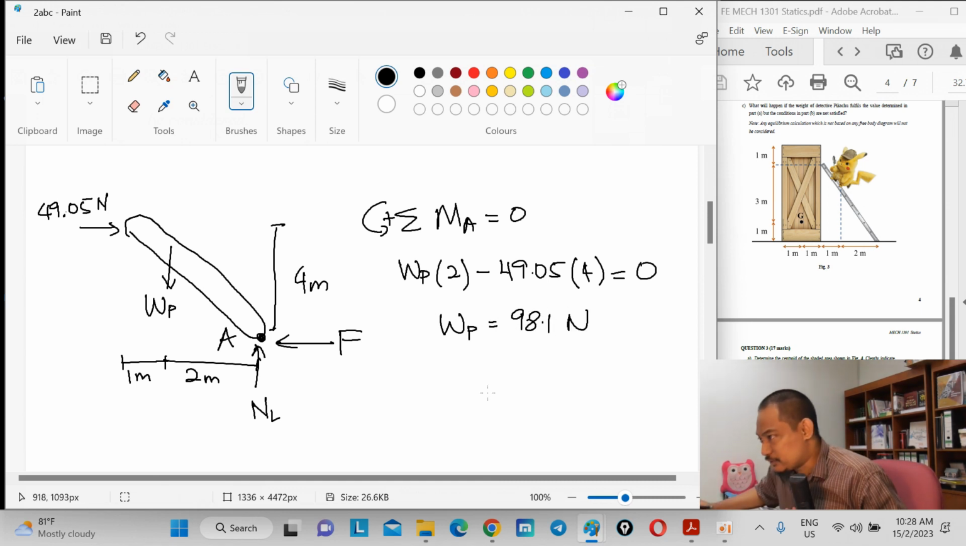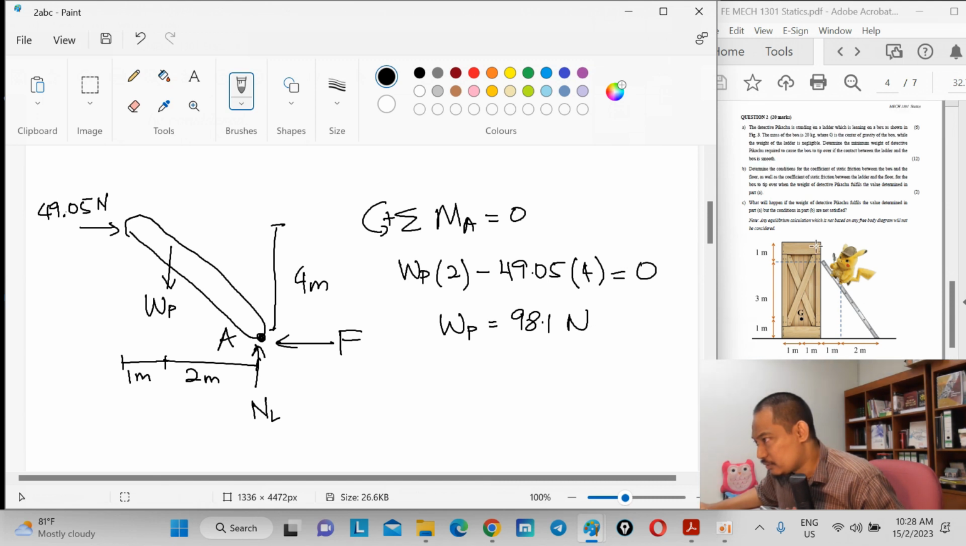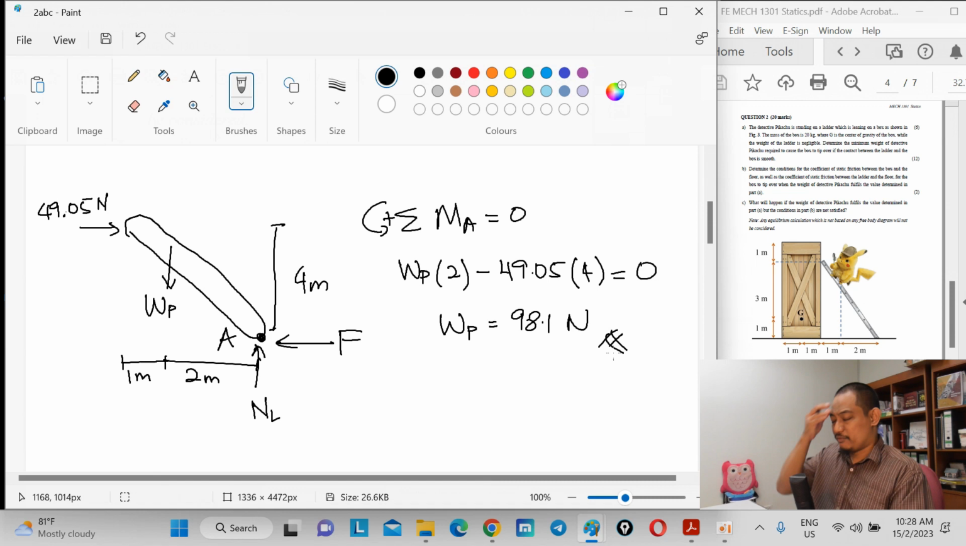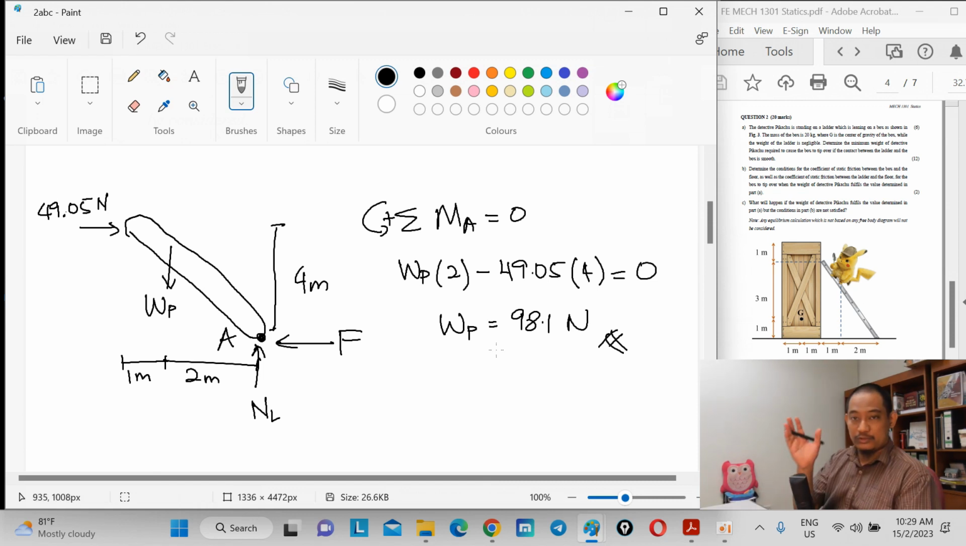The question asks to determine the weight of Detective Pikachu. If it's the weight, then that's the answer, right? If the question asks for the mass, then you have to divide by 9.81. You get 10 kilogram, right? Anyway, that's part 1. We have already solved the weight of Detective Pikachu needed to topple or tip over the box.